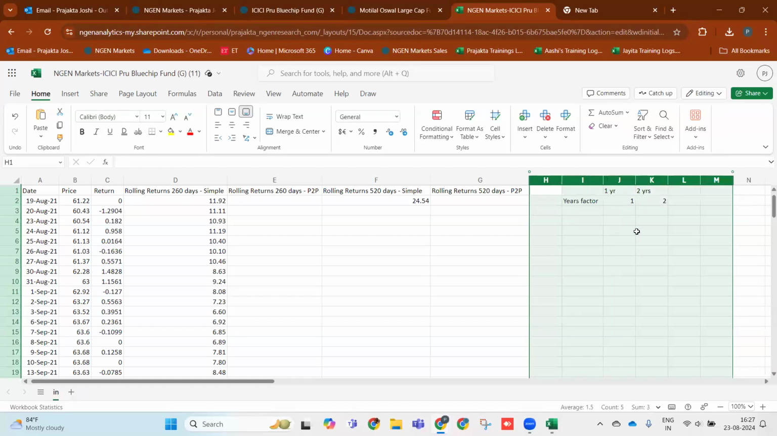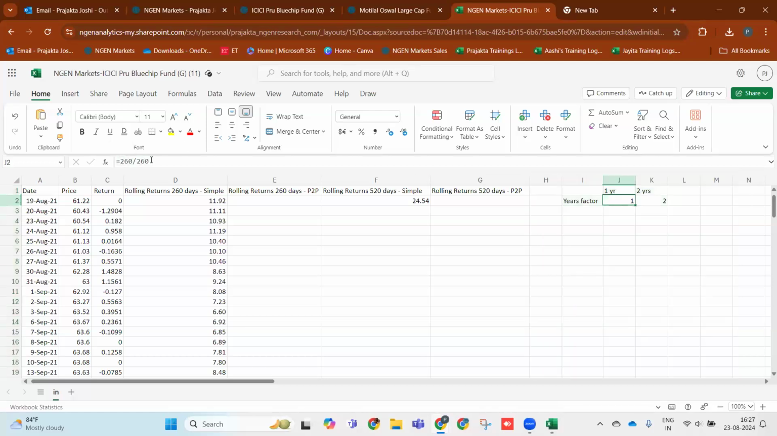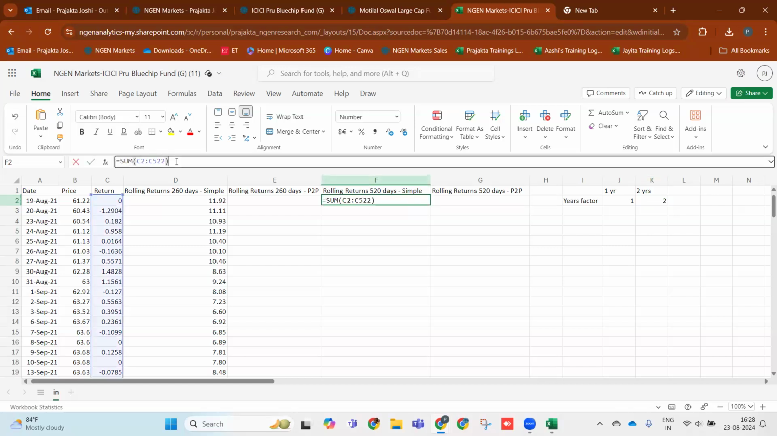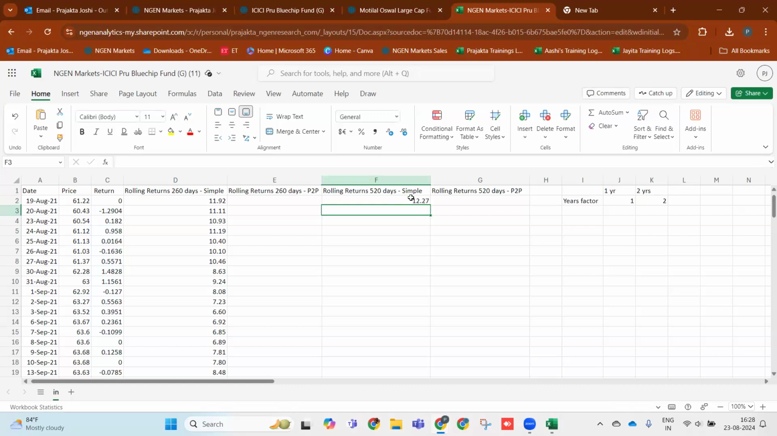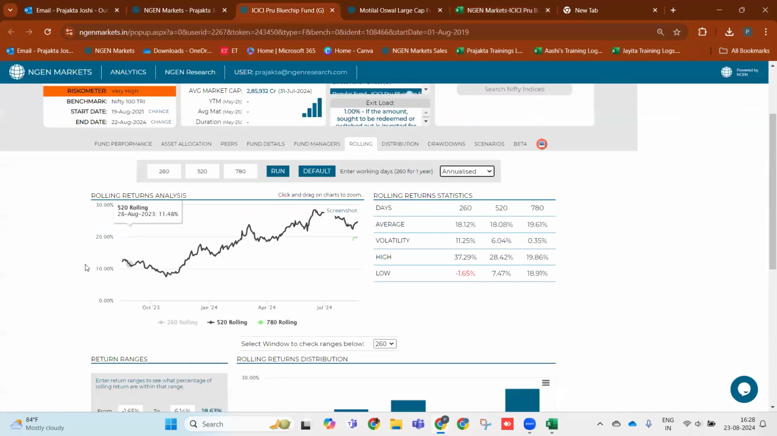So typically if 1 year is equivalent to 260, 260 divided by 260, that's 1. 2 years will be equivalent to, change that to days, so that's 520 divided by 260. That's the year factor of 2, right? So you simply divide this by the year factor used. So that's 2 right here, and you hit OK. So that's 12.27%, and that is how you get it on NGEN Markets, right? So this is how you can play around with the data with annualized as well as absolute.